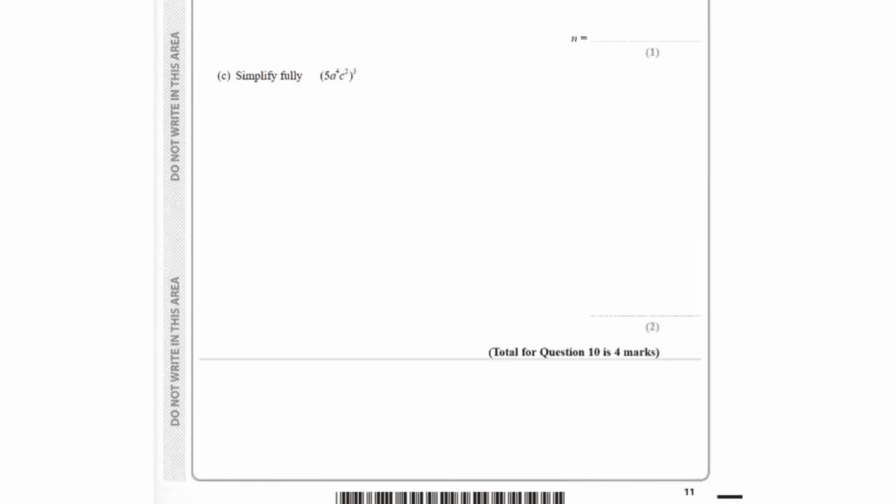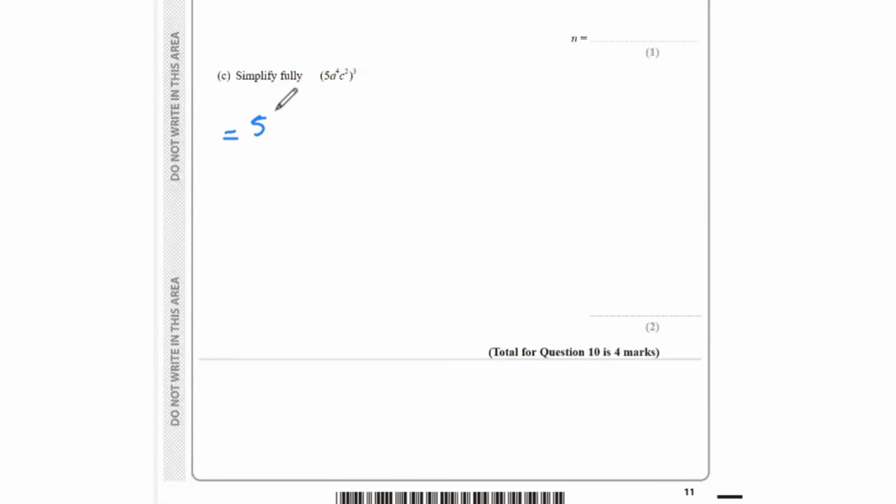Then it says simplify fully (5a to the power 4 c squared) whole power 3. Whenever there's a power outside the bracket, it's distributed on all of the terms inside the bracket, and the powers are multiplied, not added. Powers are added when you're multiplying similar bases. But when there's a power outside the bracket and inside the bracket, those powers are multiplied.